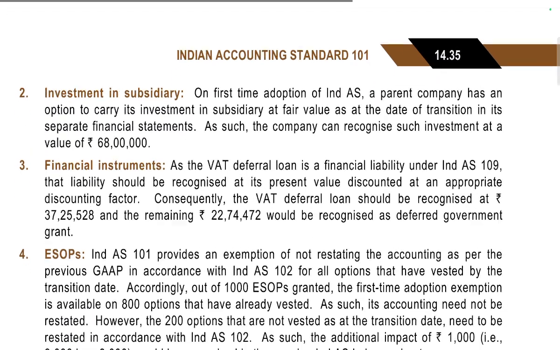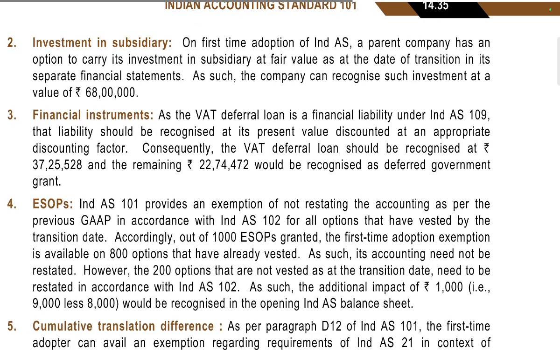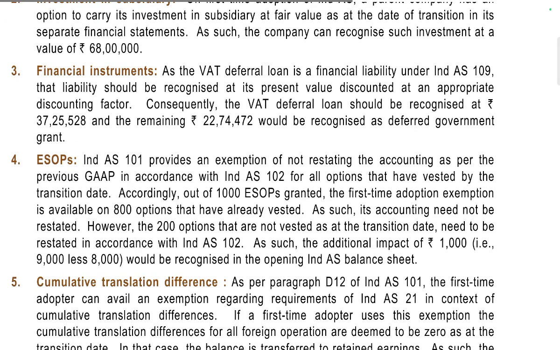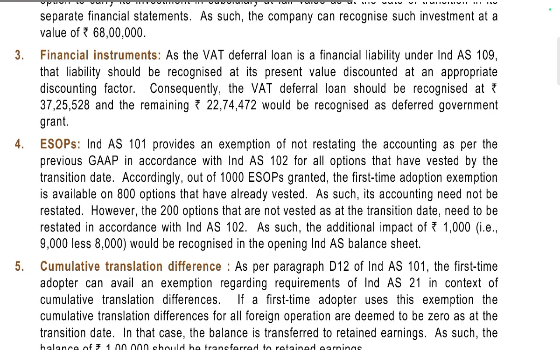Investment in subsidiary is one type of adjustment under Ind AS. The parent company has the option to carry investment in a subsidiary at fair value at the date of transition in the separate financial statements. As such, the company can recognize such investment at the value of 68 lakhs. The financial instrument, the VAT deferred loan, is a financial liability under Ind AS 109. The liability would be recognized at the present value using the appropriate discount factor. Consequently, the VAT deferred loan should be recognized at 37 lakh 20,528, and the remaining 22 lakhs would be recognized as deferred government grant.